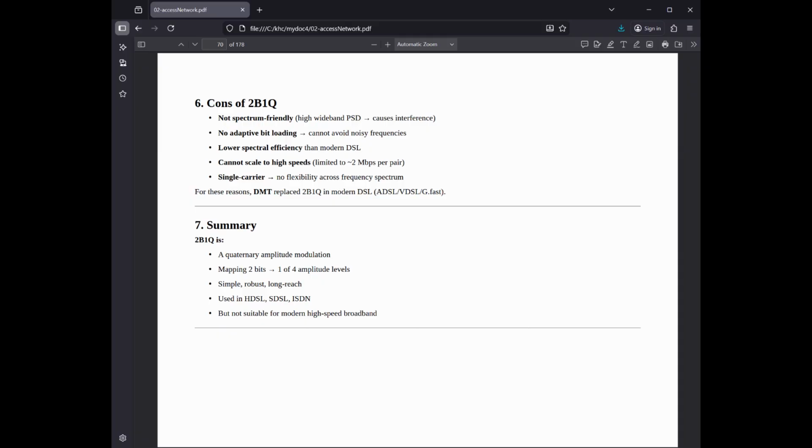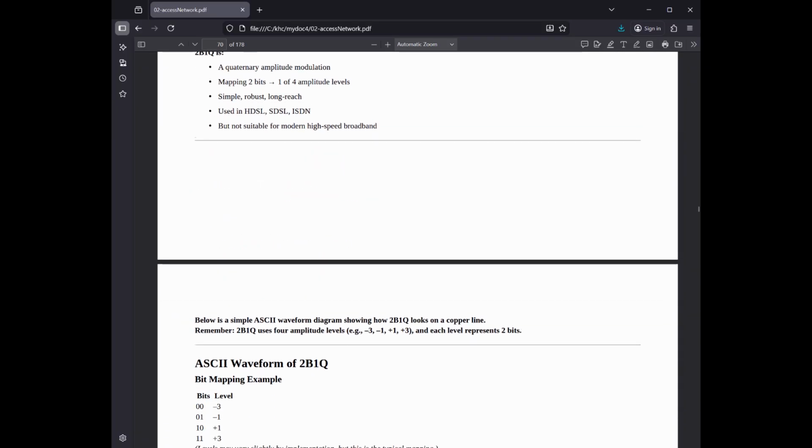Summary table. Feature: 2B1Q versus traditional binary, NRZ. Bits per symbol: 2 versus 1. Bandwidth requirement: low, half the bitrate, versus high, equal to the bitrate. Reach: excellent, long distance, versus limited. Noise sensitivity: higher versus lower. Implementation: complex versus simple.